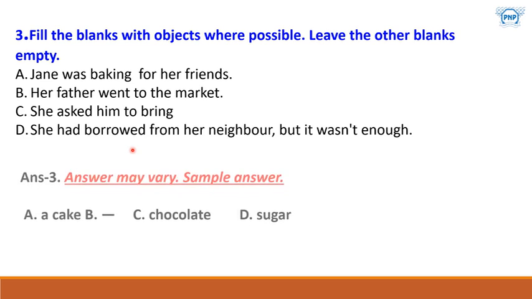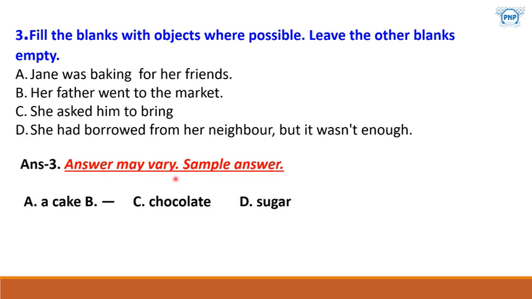Let's see. Your answer may vary. These are sample answers only. Okay, in the first, a cake. Jane was baking a cake for her friends. So here we need to use a cake. In B, empty. Her father went to the market. It's a complete sentence. Next, she asked him to bring a chocolate. Correct?